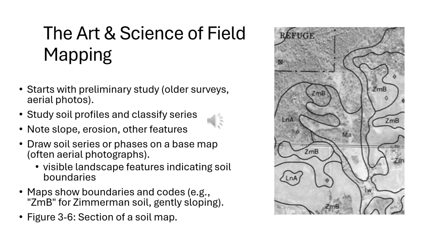You'll see codes on these maps like ZMB in the example from Anoka County, Minnesota. ZM stands for Zimmerman soil, and the B indicates a gently sloping phase with a 2 to 6% slope. If there's no third part of the code, it means there is no noticeable erosion.